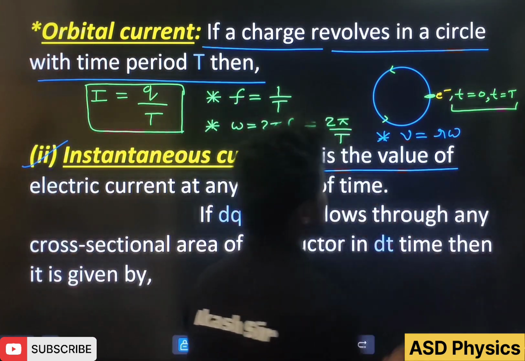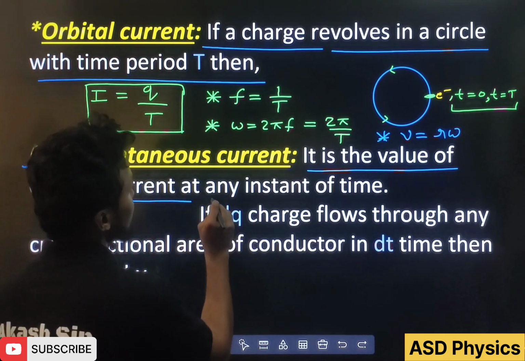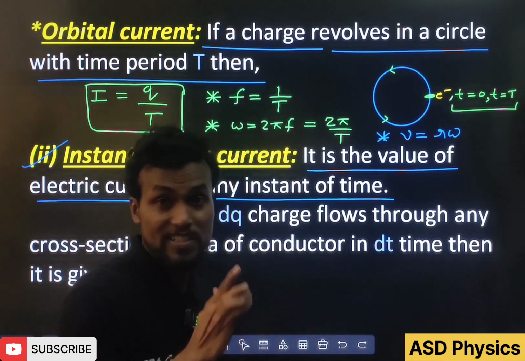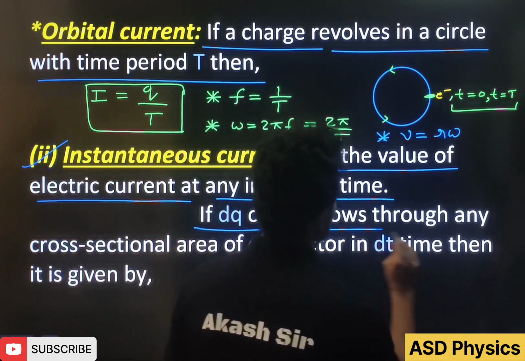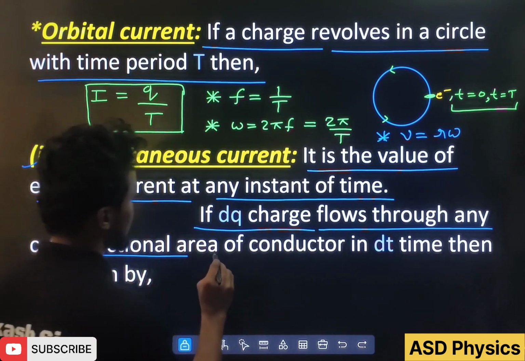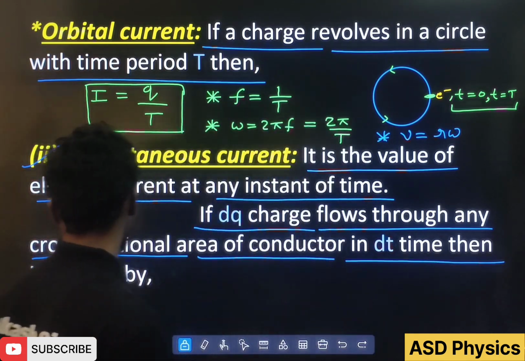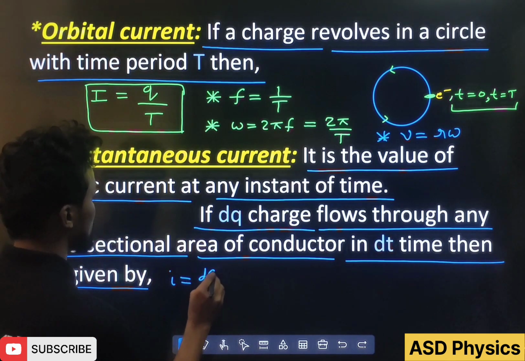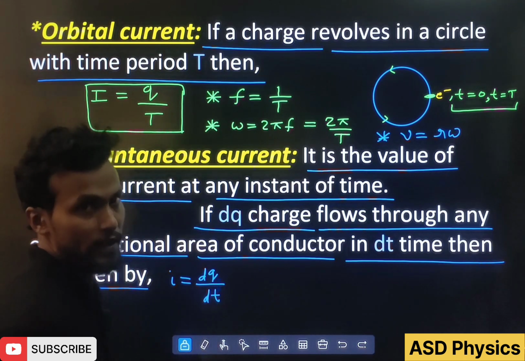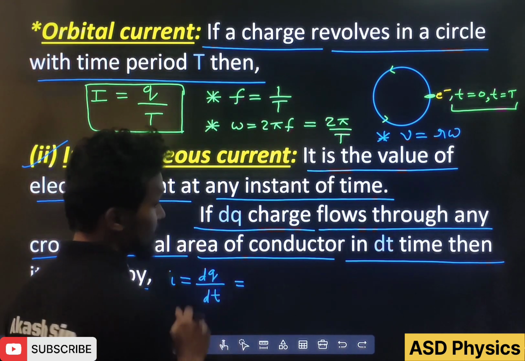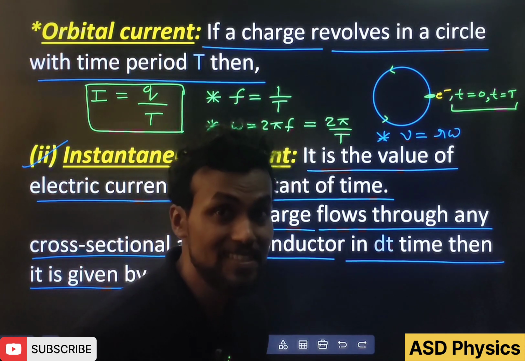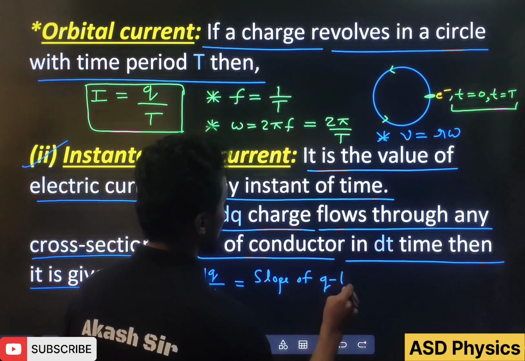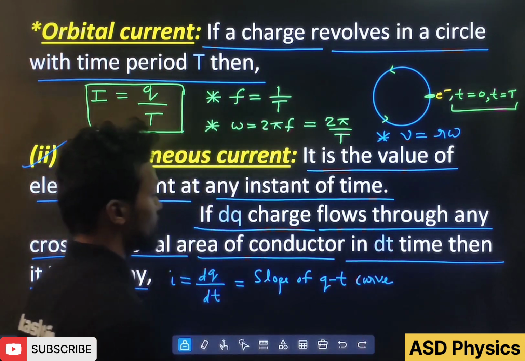It is the value of electric current at any instant of time, not a time interval. If dq charge flows through any cross-sectional area of a conductor in dt time, then the instantaneous current is given by I equal to dq by dt. As you know very well, the significance of differentiation is slope. So this is the slope of a q-t curve.